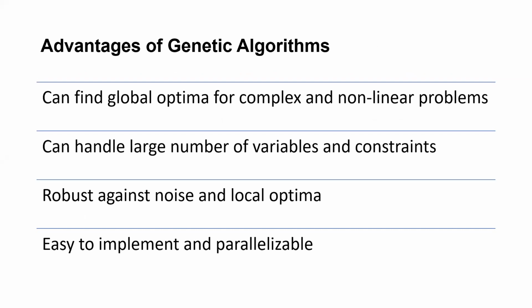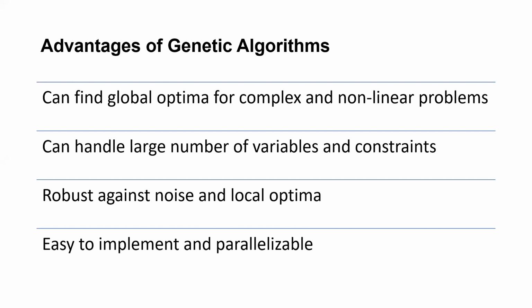Now, having talked a lot about genetic algorithms, to summarize why genetic algorithms are used more: they are very strong where we have a higher probability of finding the global optima for complex and non-linear problems.